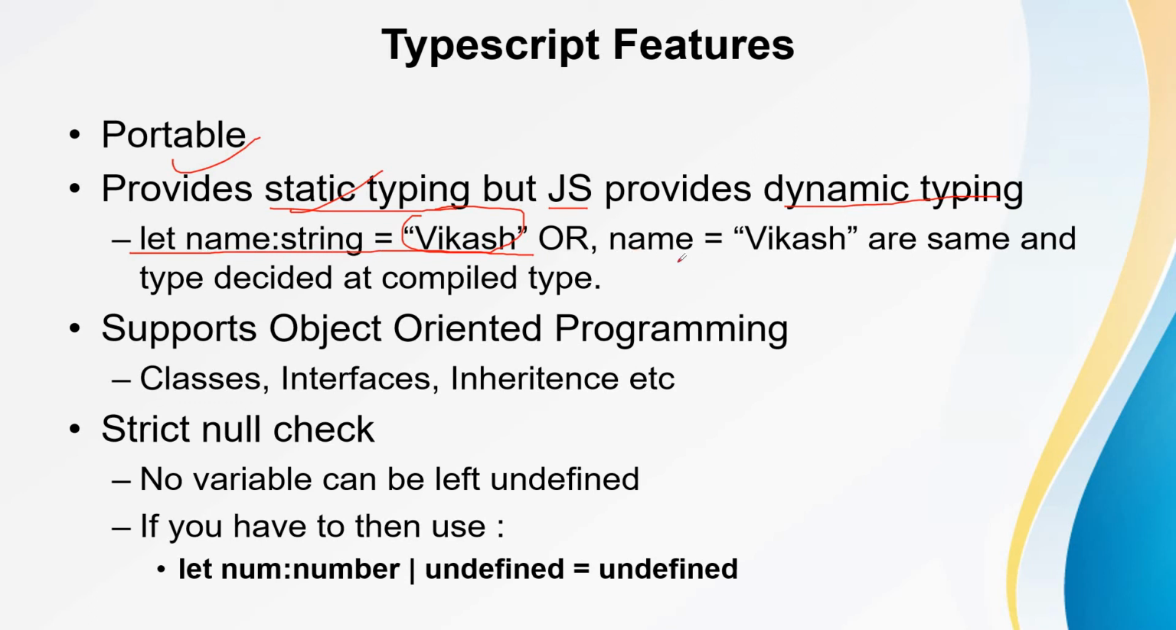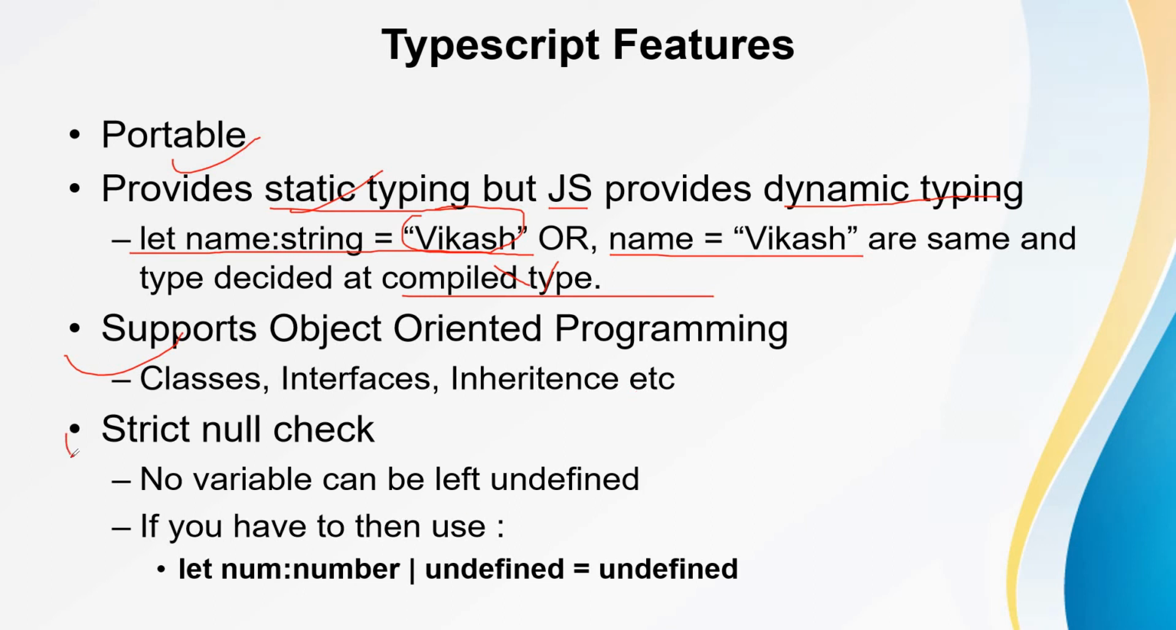If you write this or if you write this, both are the same, and the type is decided at compile time. Okay, it's time rather than type. So at compilation, it should be compile time. So at the time of compilation, you are aware of what the type of the variable is that you are using. And we already discussed that it supports object-oriented programming: classes, interfaces, inheritance, all the object-oriented features that are available to any object-oriented programming language. All those are supported by TypeScript.